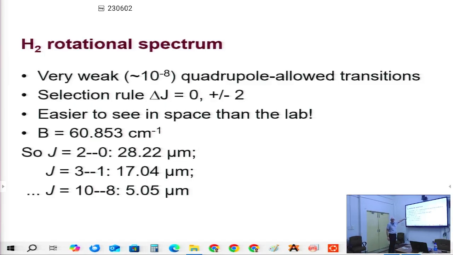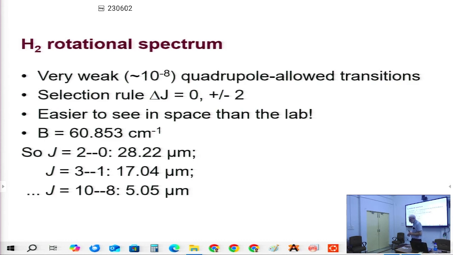B is very large, 60 wave numbers. If you remember, CO was slightly less than 2 wave numbers, which is already on the larger end for molecules. So these transitions don't appear in the radio or microwave frequency. They appear in the far infrared. I put them in microns here just to change the atmosphere a bit. 28 microns is something like 300 wave numbers. They're not 2J, so I'd have to work that out. I don't know what these formulas are.